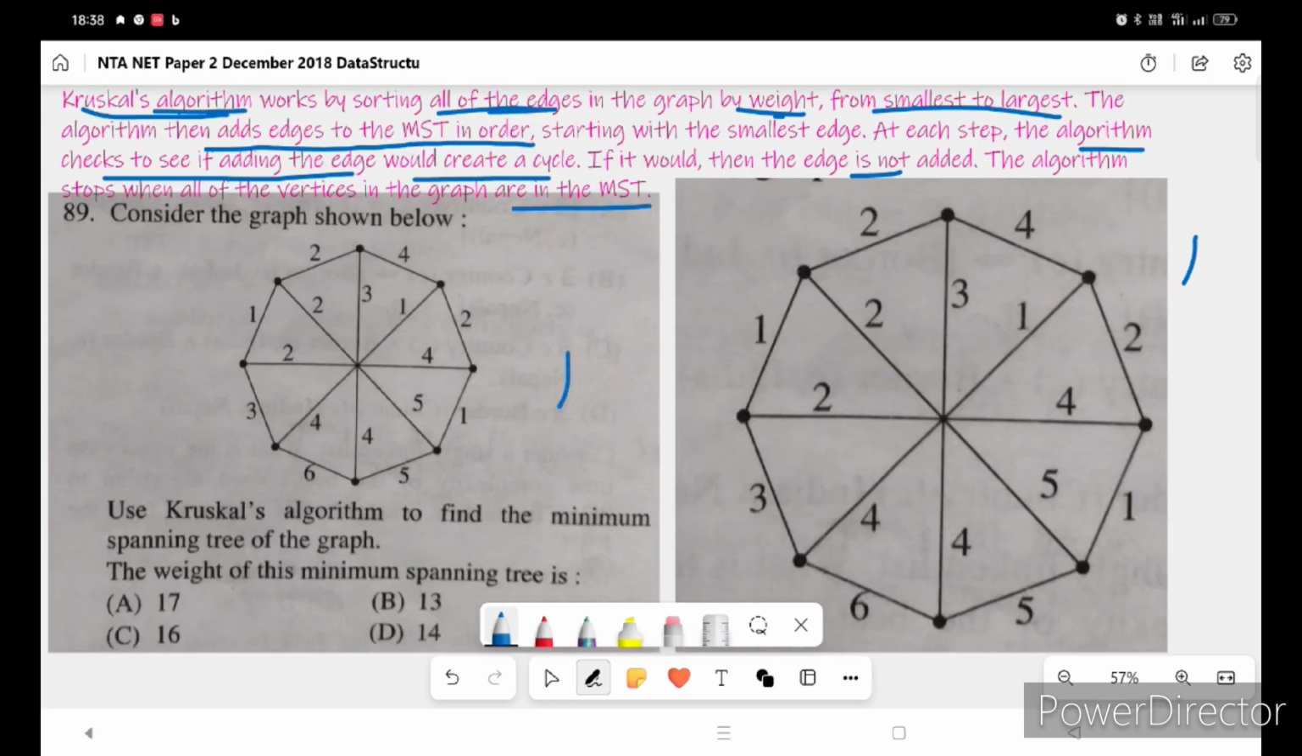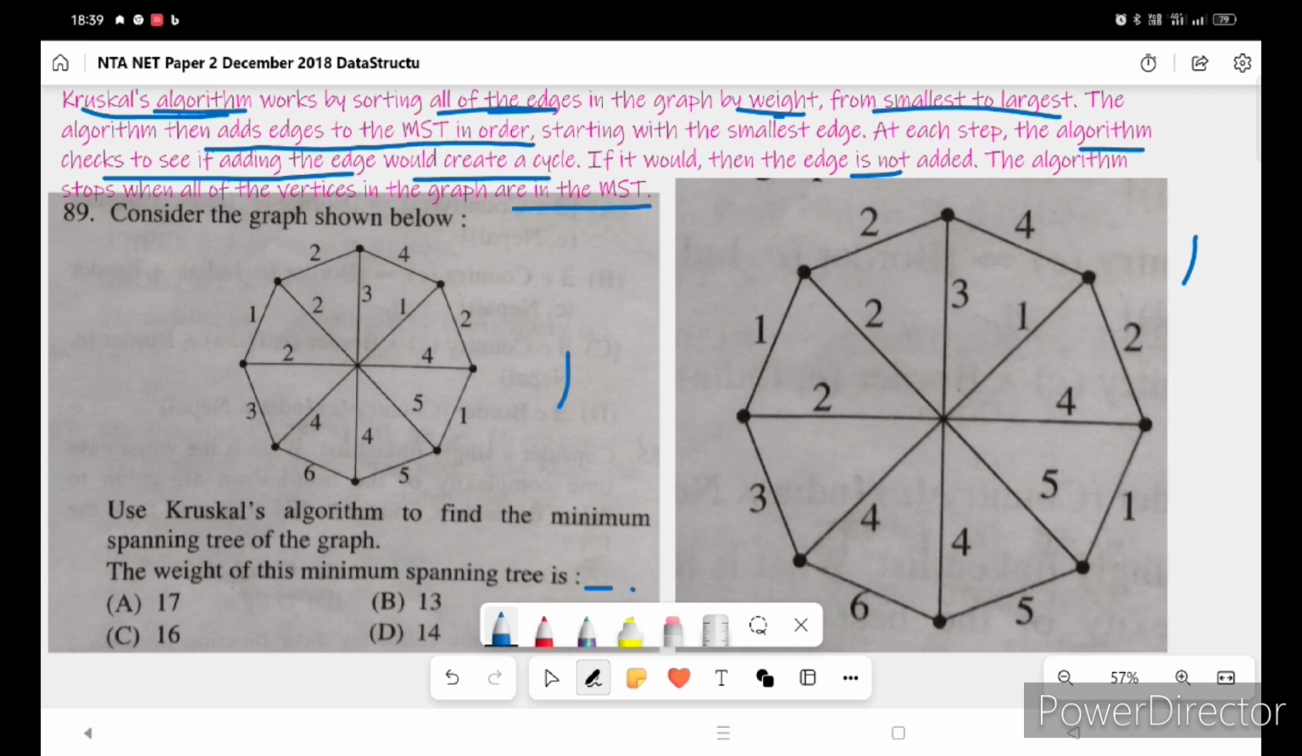See this MCQ, you will get clear with that. Consider the graph as given. Using this graph, you have to generate the minimum spanning tree by using Kruskal's algorithm. What is the weight of this minimum spanning tree? Arrange the edges with the weight from smallest to largest.